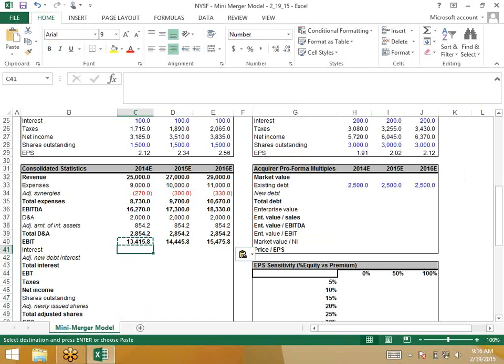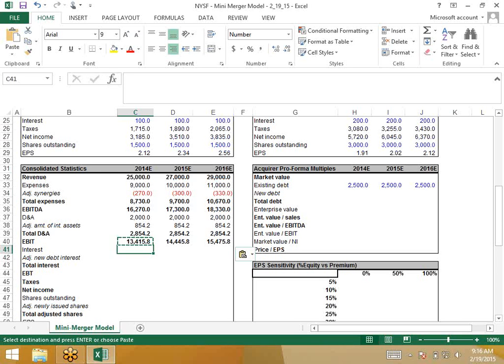Questions so far? Everybody have 15474.8 for EBIT? I want to make sure we're all following. Everyone okay up to this point? Anyone need a second?